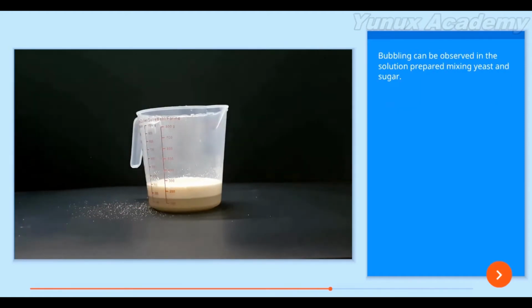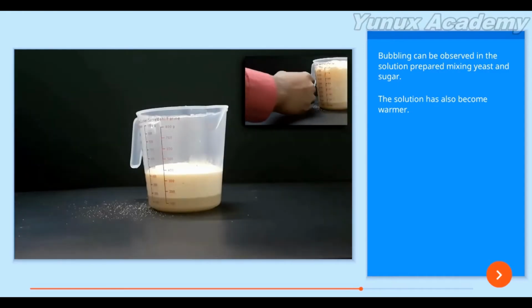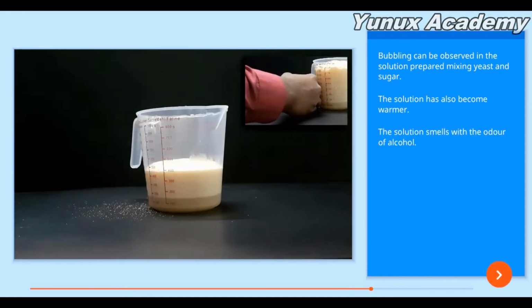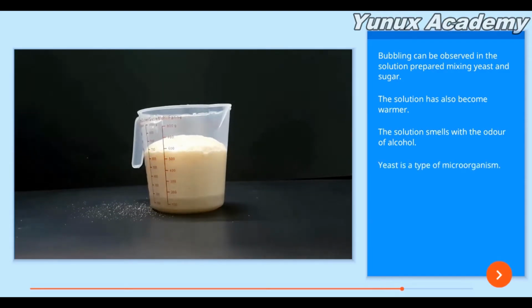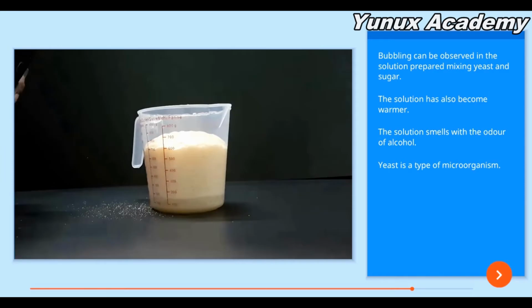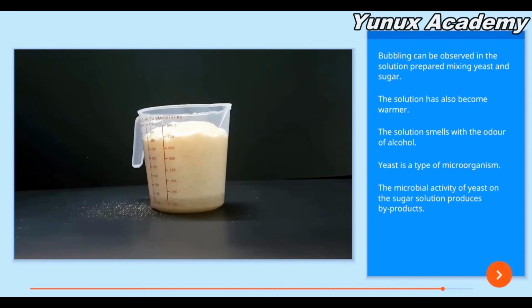Then, bubbling can be observed in the solution prepared by mixing yeast and sugar, the container feels warmer than before when it is touched, and the solution smells of alcohol. You may remember we learned that yeast is a kind of microorganism. According to that, you can understand that the microbial activity of yeast produces a gas, makes the container warm, and makes the solution smell of alcohol.